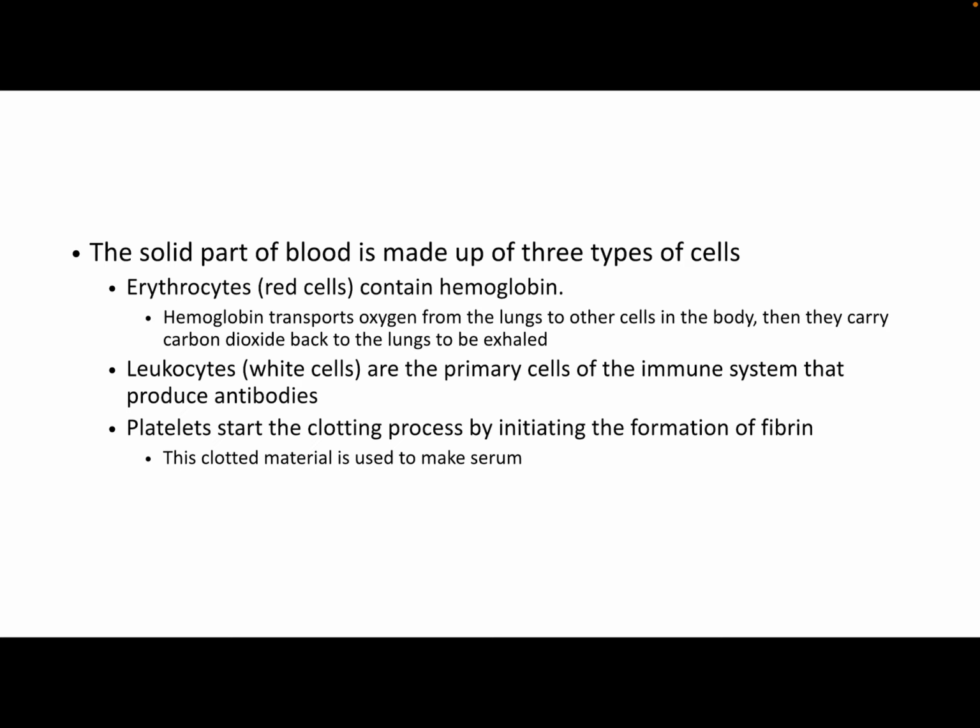We also have our leukocytes, which are white blood cells. These are the primary cells of our immune system that produce antibodies. So the antibodies are actually produced by your white blood cells in your blood, essentially. And then your platelets are also floating around in there. And platelets help with clotting by initiating the formation of fibrin. And that clotted material from the platelets is what produces the serums that can be used in the Preston test.